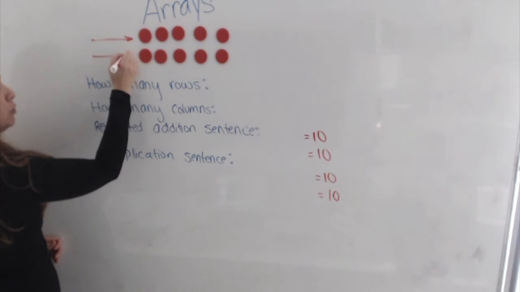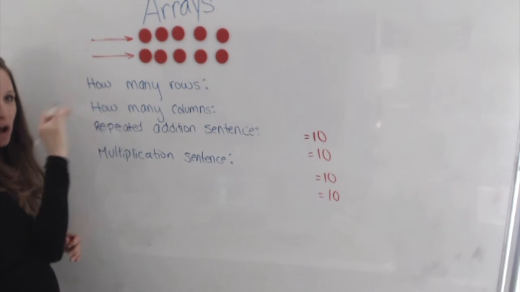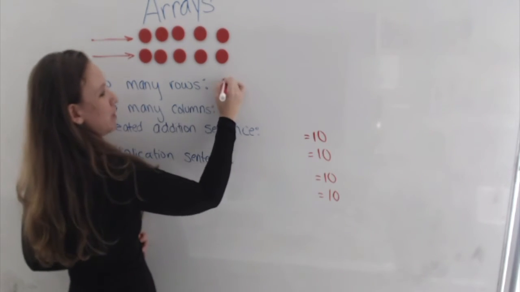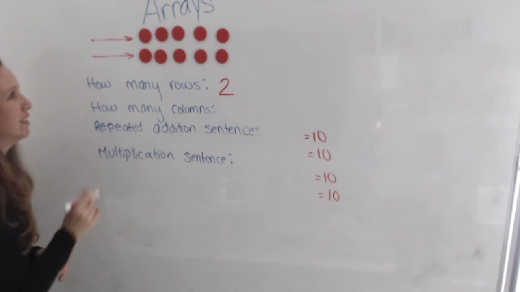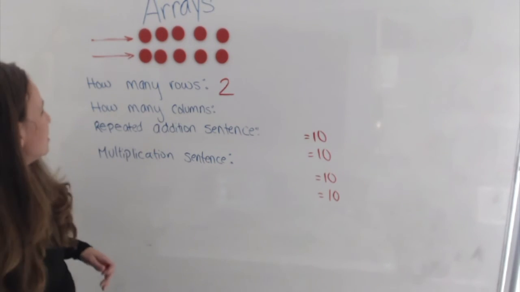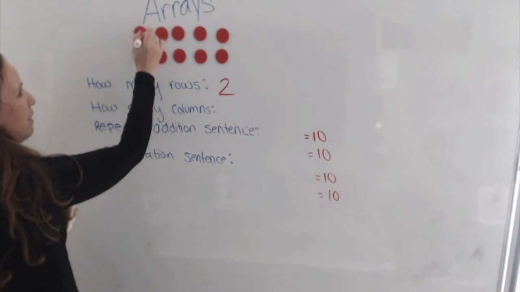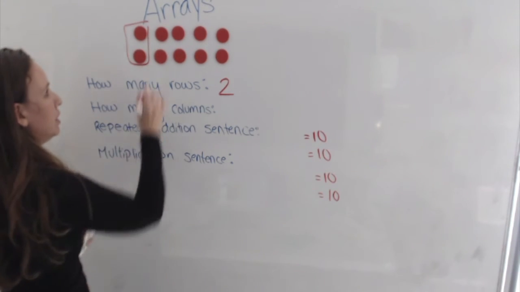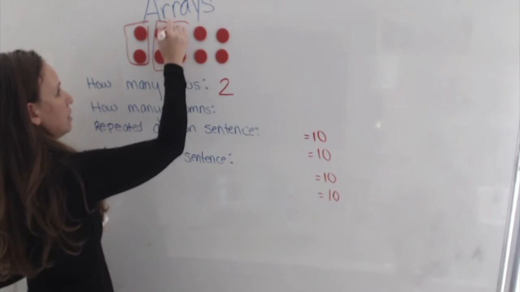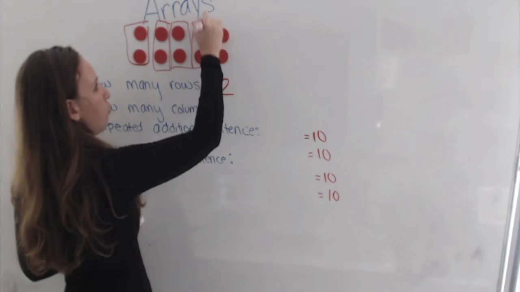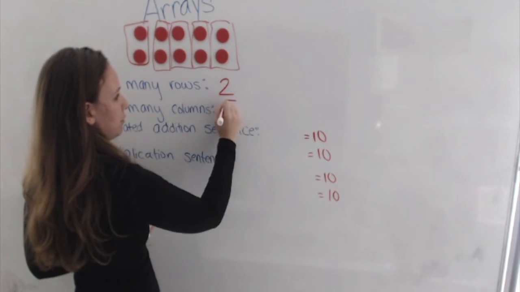How many rows do we have? How many acrosses do we have? We have 2. That's right. How about up and downs? How many up and downs do we have? Let's draw little boxes. I have 1 box of up and down, 2 boxes, 3, 4, 5.